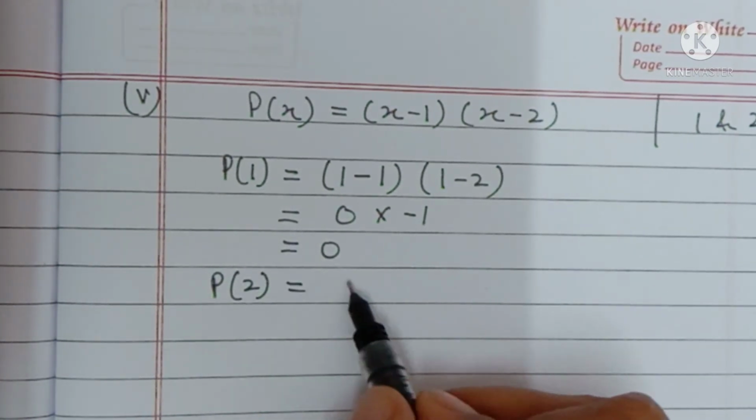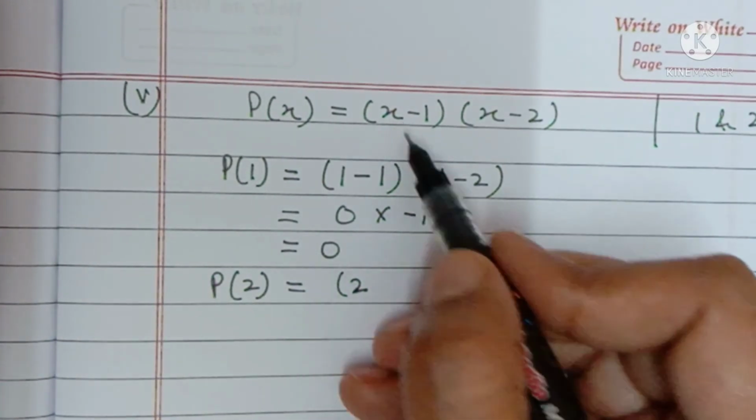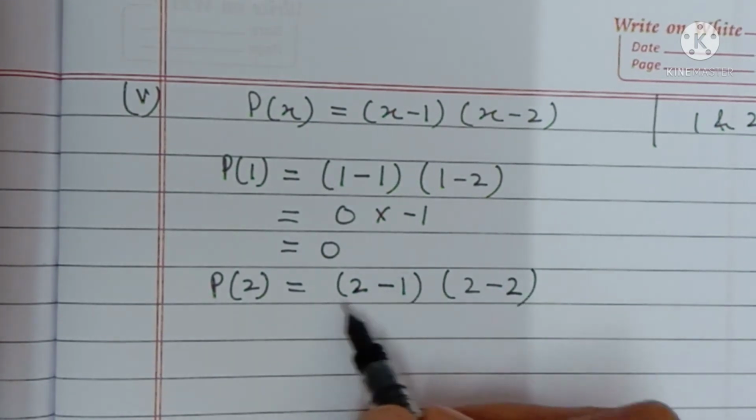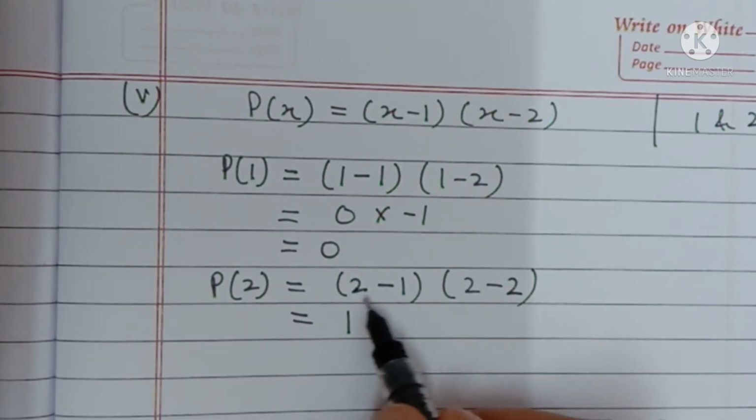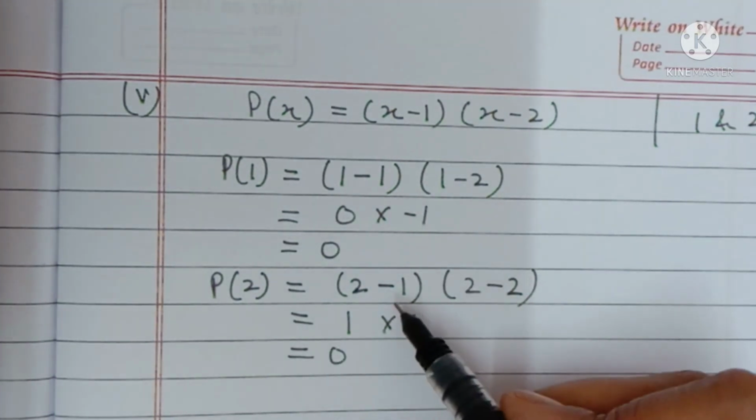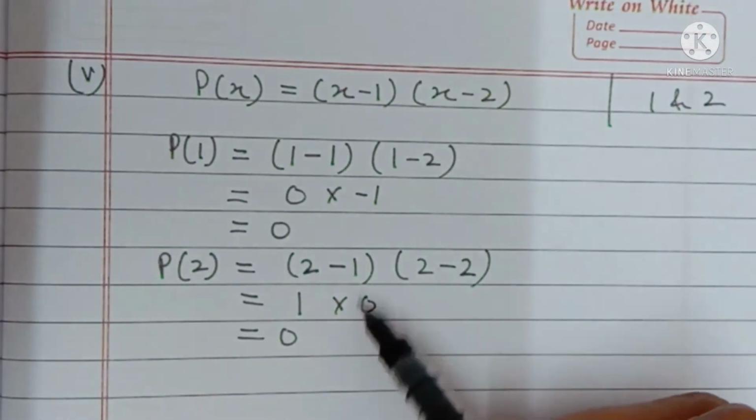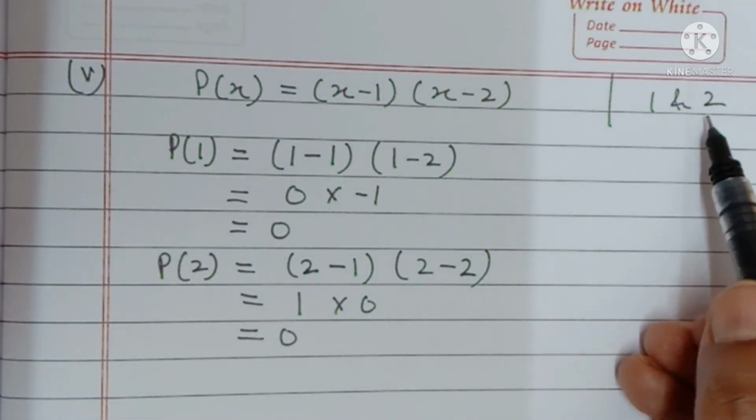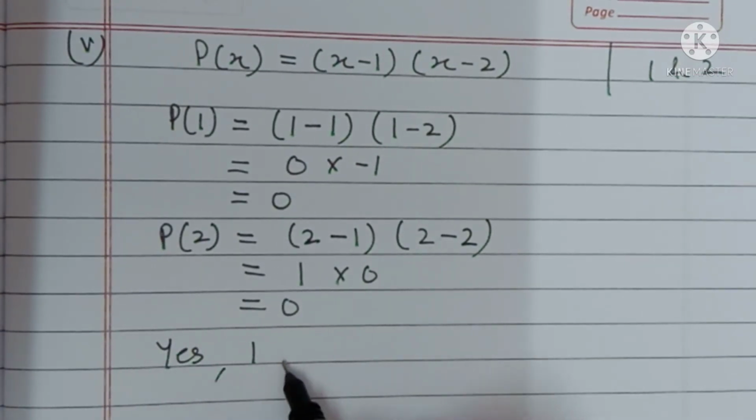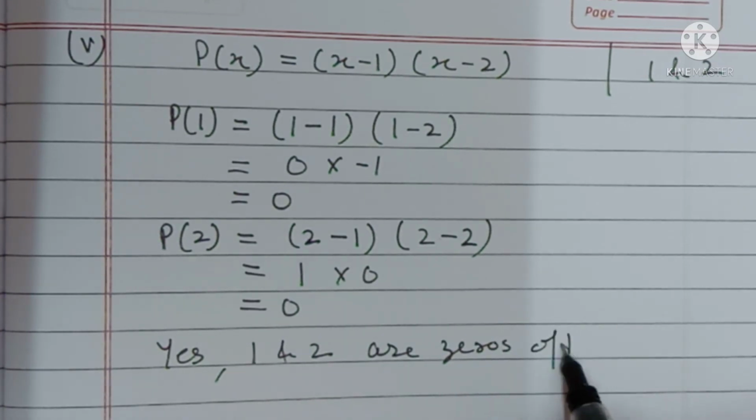And p(2): substitute the value of x here, (2 minus 1) into (2 minus 2). So we will get 1 into 0, which is 0. In both the cases you will get the polynomial value 0. So these are the zeros of the polynomial. Yes, 1 and 2 are zeros of the polynomial.